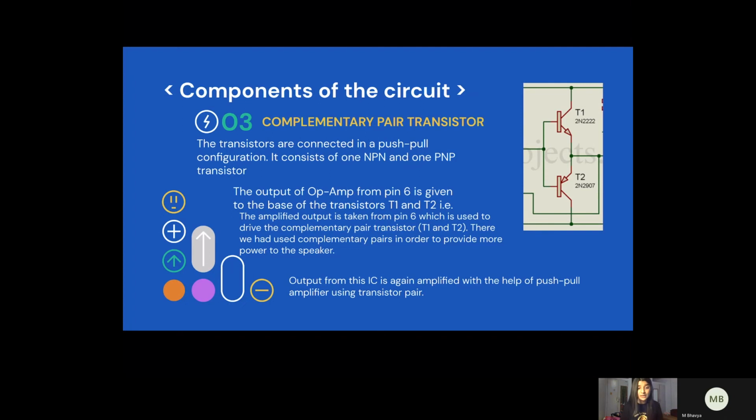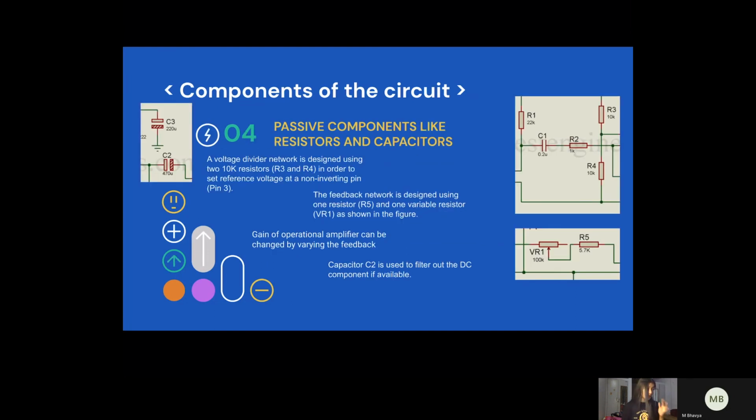Talking about the complementary pair transistors, the push-pull configuration states that one of them is of the NPN form and the other is of the PNP form. The output of the op-amp, which is obtained at pin 6, is given to the base of these transistors named T1 and T2. The complementary pairs are there to provide more power to the speaker. Output from this integrated circuit is again amplified by the push-pull amplifier of the transistor pair.